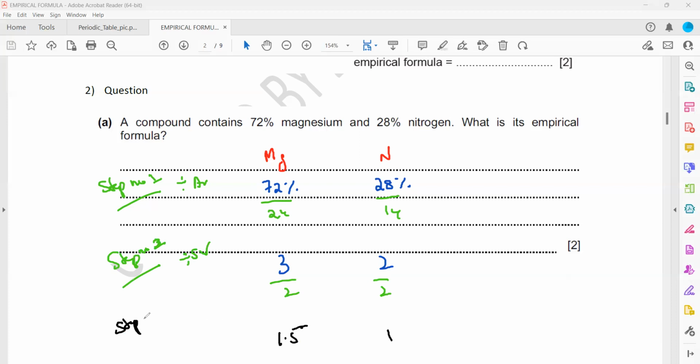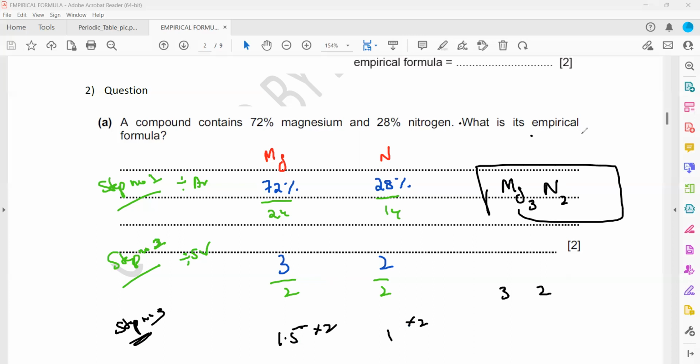What is step 3? Step number 3, we write the simplest ratio in whole numbers, but we have 1.5, which cannot be rounded off to 2. So what we do here, we multiply all of them by 2. So 1.5 times 2 becomes 3 and 1 times 2 becomes 2. So it means Mg, the magnesium, should be 3 and the nitrogen should be 2. That is the empirical formula of this compound.